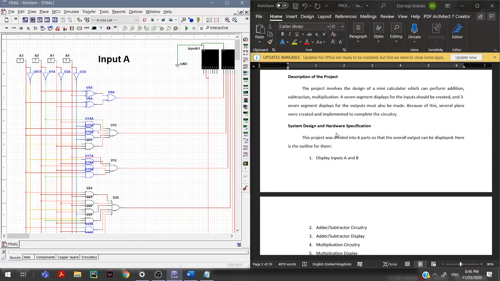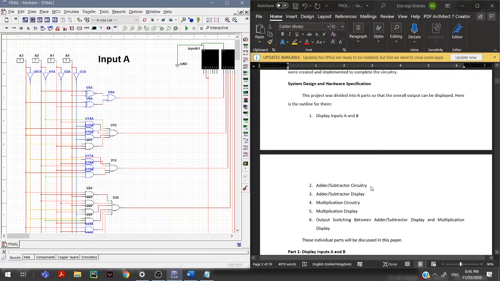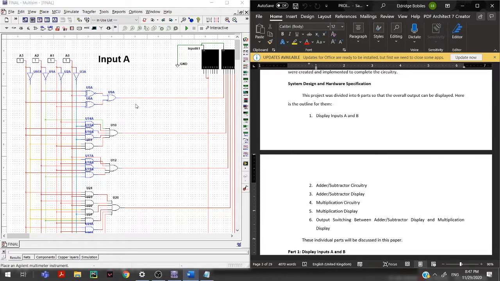For my project, I had 6 parts. The circuitry was divided into 6 parts. The first part was the display of inputs A and B. The second part was the adder-subtractor circuitry. The third part was the adder-subtractor display. The fourth part was the multiplication circuitry. The fifth part was the multiplication display. And the sixth part was the output switcher between the adder-subtractor and the multiplication display. We will discuss them quickly in this video.